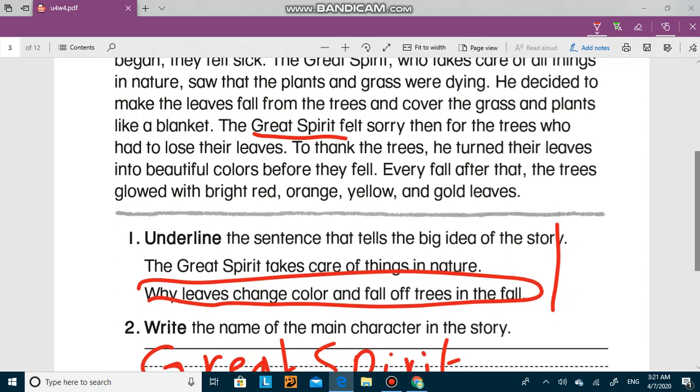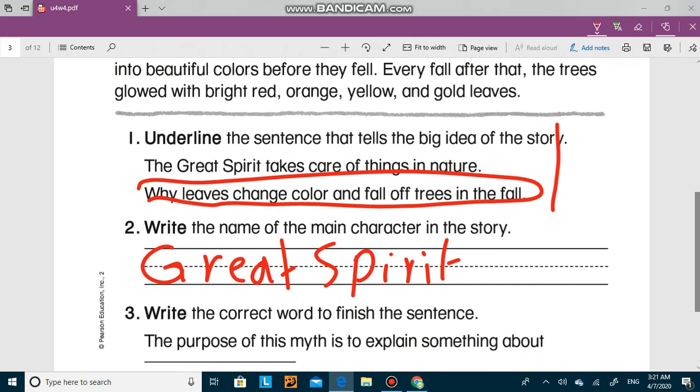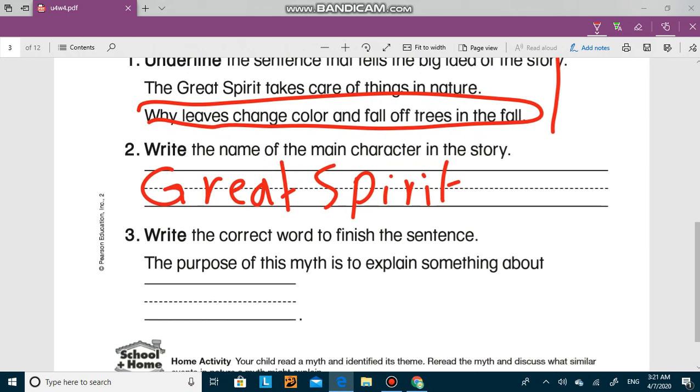Good. Question number three. Write the correct word to finish the sentence. The purpose of this myth is to explain something about what? About the nature. Good.